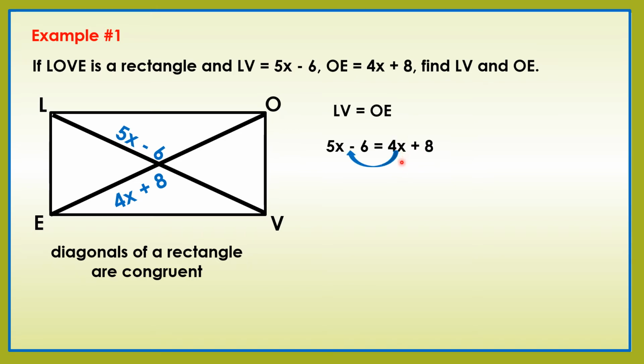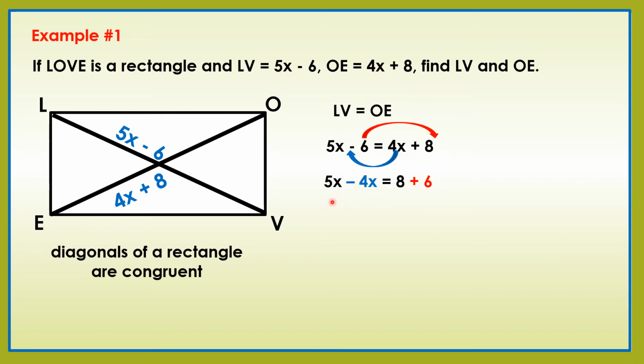Then, transpose natin si 4x beside 5x because they are similar terms. Then, minus 6 beside 8 because they are similar terms. So, we will have now 5x minus 4x is equal to 8 plus 6. Palaging tandaan, pag nag-transpose ka, magpapalit siya ng sign. Minus 4x dito kasi positive 4x siya dito. Plus 6 kasi minus 6 sa taas.